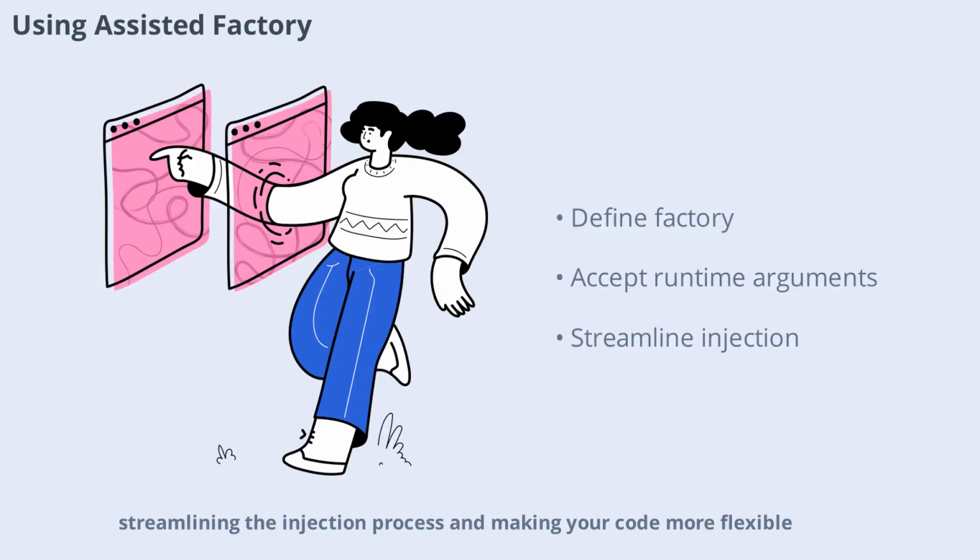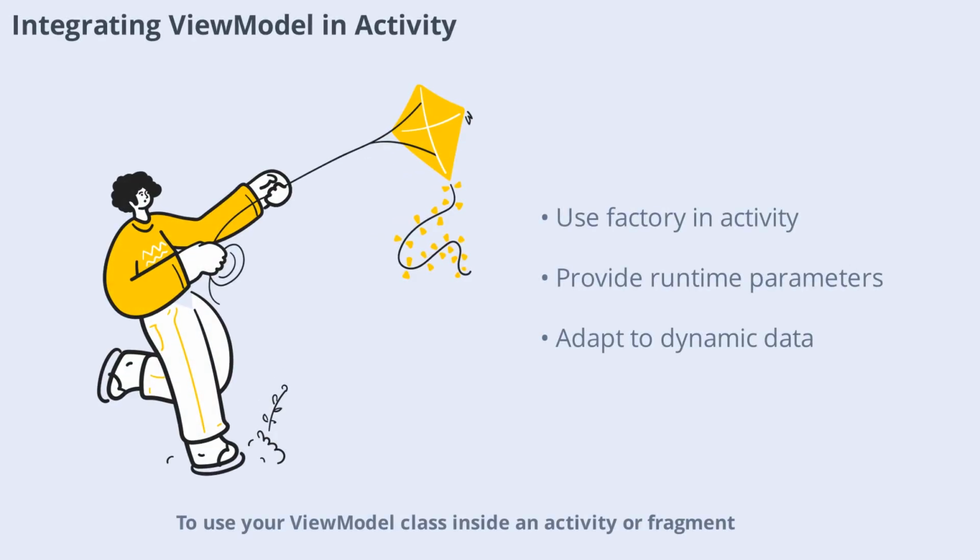Use your ViewModel class inside an activity or fragment. Leverage the factory created with @AssistedFactory. This approach ensures that runtime parameters are provided correctly and all other dependencies are managed by Hilt. By integrating assisted injection, you make your ViewModels adaptable to dynamic data and scenarios.